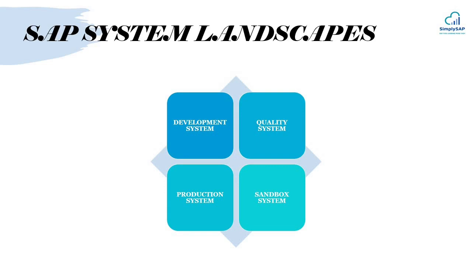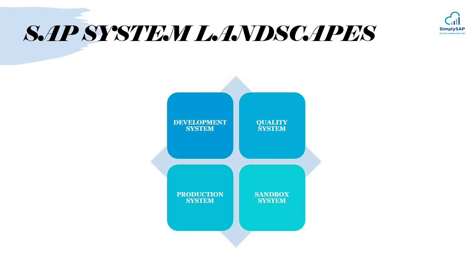Development system: this is where the development activities take place. It is used by developers to create and modify SAP applications, customize functionality, and develop new features. It is isolated from the production environment to prevent any impact on live business processes.